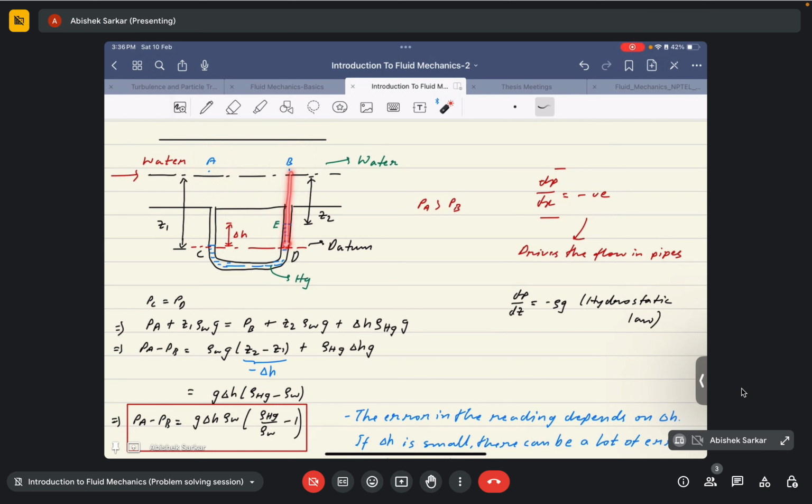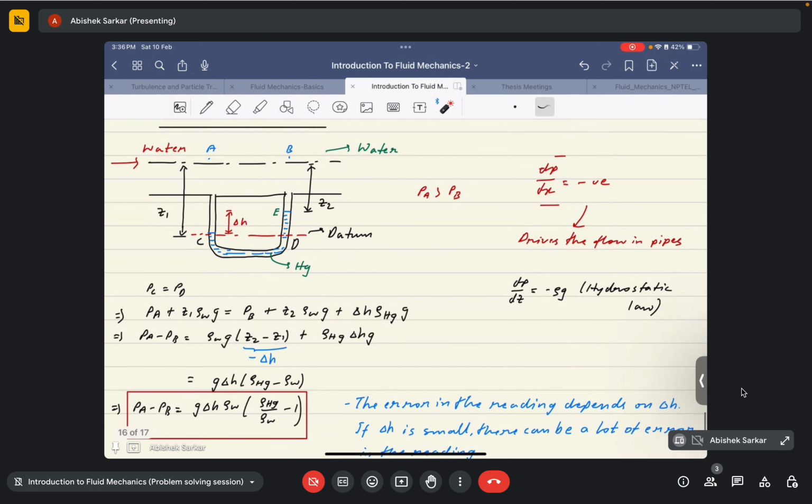But you can see that now there are two different fluids in the case of B to E and E to D. Am I correct? There's pressure at point B, but from B to E there is water, so you need to consider that. And then E to D again there is mercury. So you need to consider both of them separately, primarily because the densities are different. Right? So now we just have to balance it.